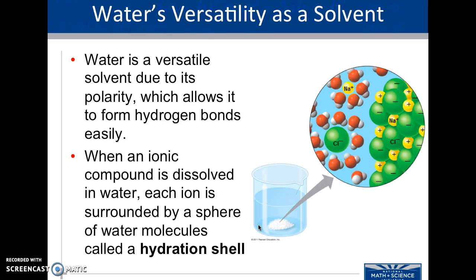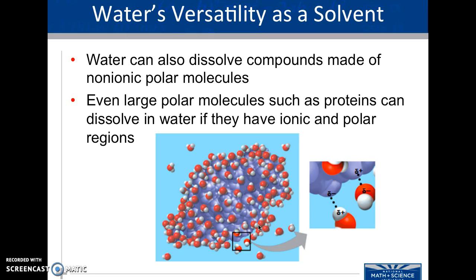So it's called a hydration shell. And it allows those ions to stay isolated and not become solid again. Even larger polar molecules, such as proteins, can be dissolved in water if they have ionic or polar regions. If you think back to what we learned in class, we have those partial positive and partial negative spaces on the molecules, and they will attract to anything that is also partially charged.